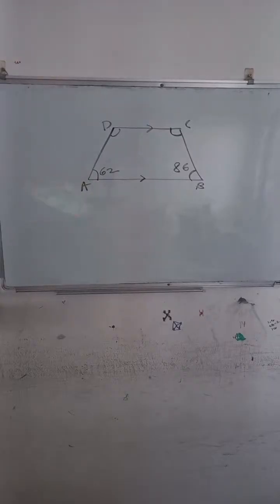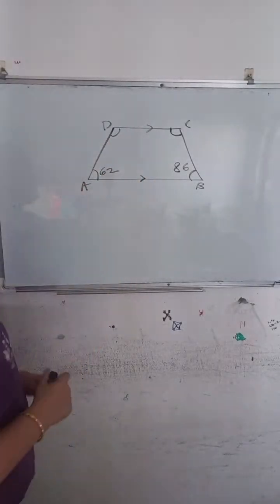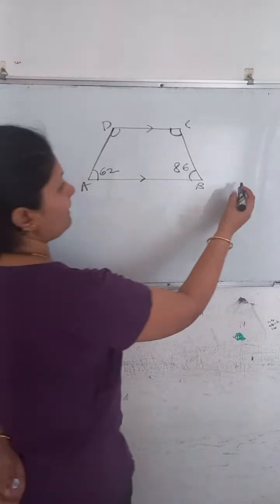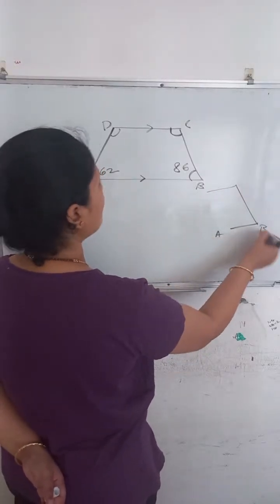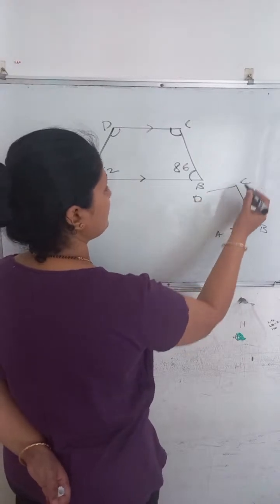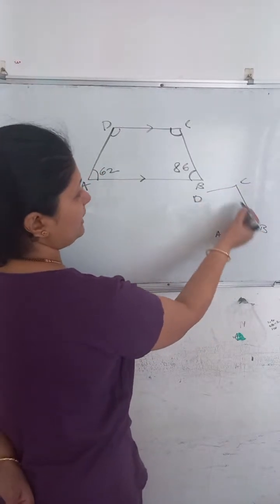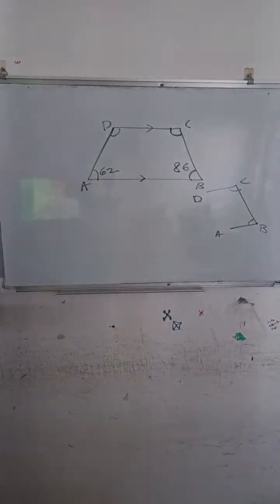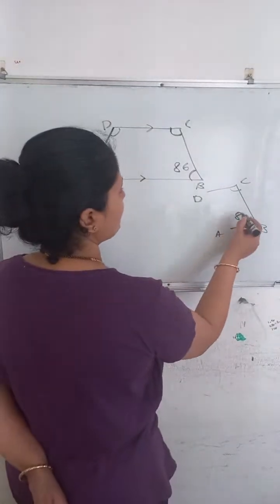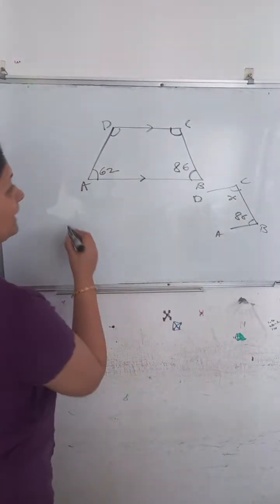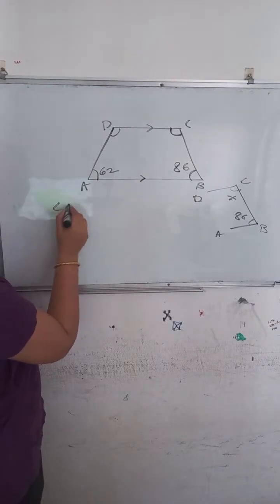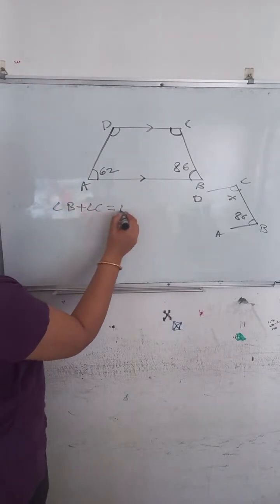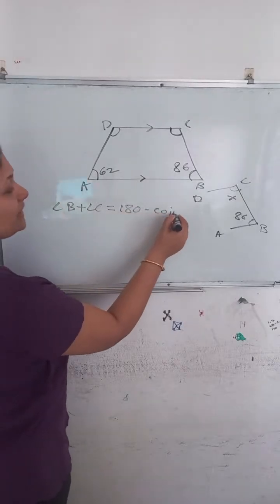This is trapezium ABCD, and DC is parallel to AB. If I draw this diagram, see here, this is AB and this is DC. These both are parallel. That means their co-interior angle sum should be 180. This is 86 and this is x. Then we can write angle B plus angle C is equal to 180 because co-interior angles.